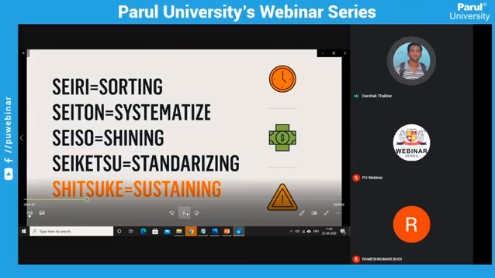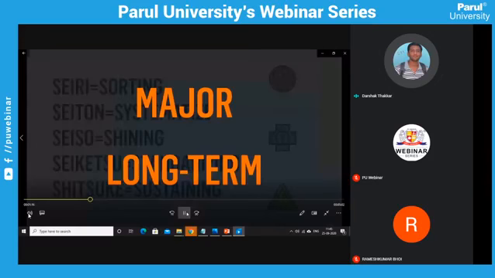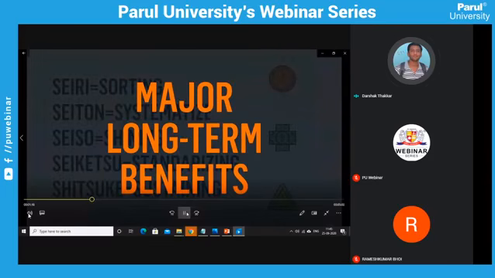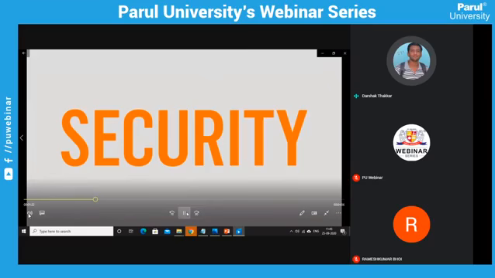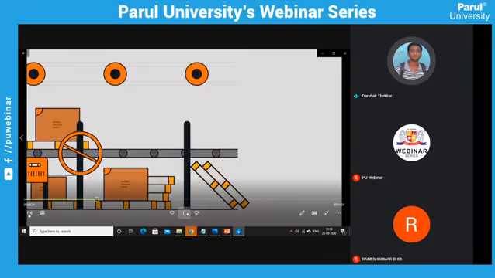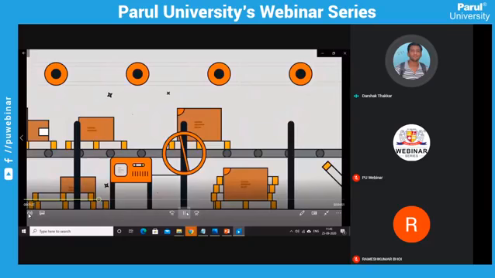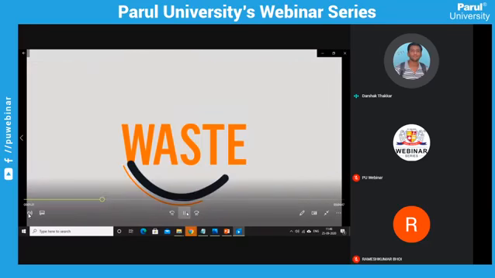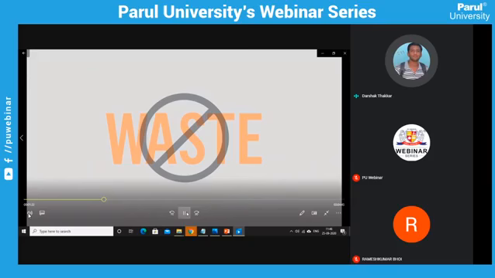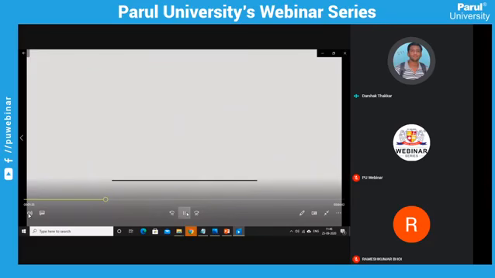5S is about much more than good housekeeping and can also have major long-term benefits beyond a clean workplace. First, safety and security are placed at the forefront, as removing clutter and debris in your facility removes unnecessary hazards. Second, 5S helps to eliminate waste. Third, it increases efficiency as people are more productive when they are working in a clean and organized work environment.